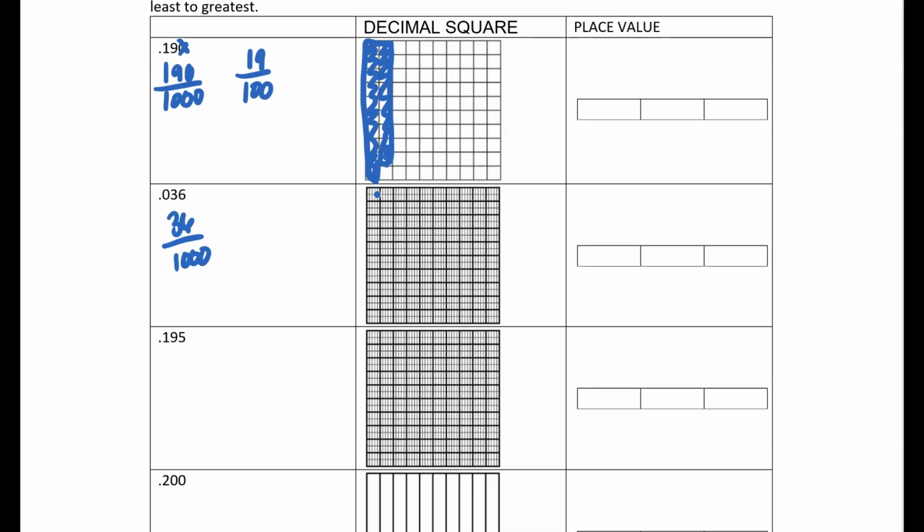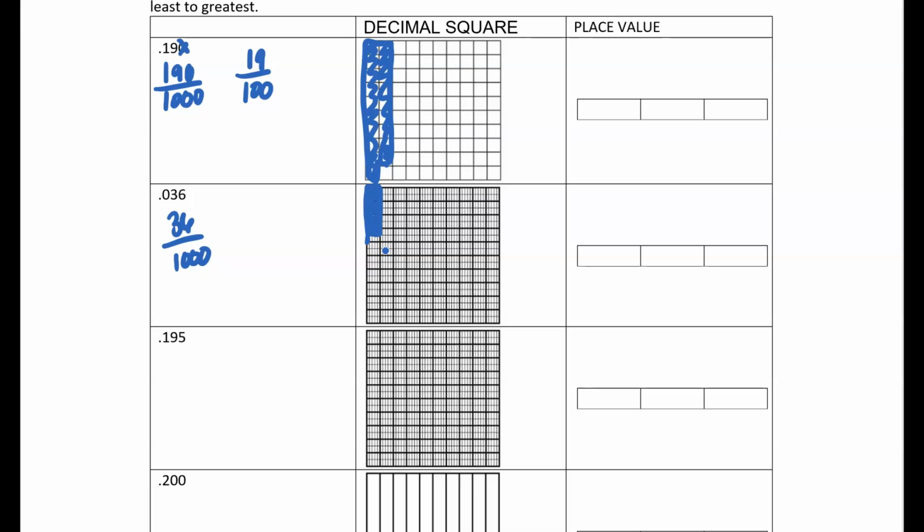And then 0.036 would be 36 out of 1,000. So remember, each one of these squares has 10 little rectangles. So we've got 10, 20, 30, and then we're going to do 6. So this is 5, and then one of those little bars. It's kind of hard to see, but it looks kind of like that, with that little bar being shaded below. Okay, so clearly this 0.036 is less than 0.19 because the picture is not as big.